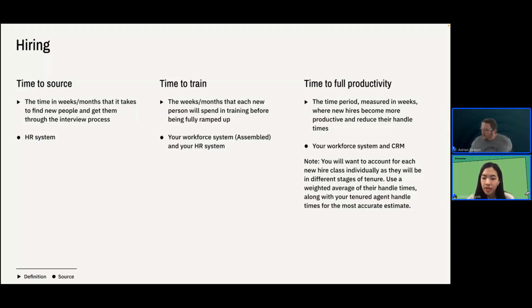Do we have any questions, Val? We just had a question pop into the chat. How about tier 1 versus tier 2 agents? They have different AHTs.